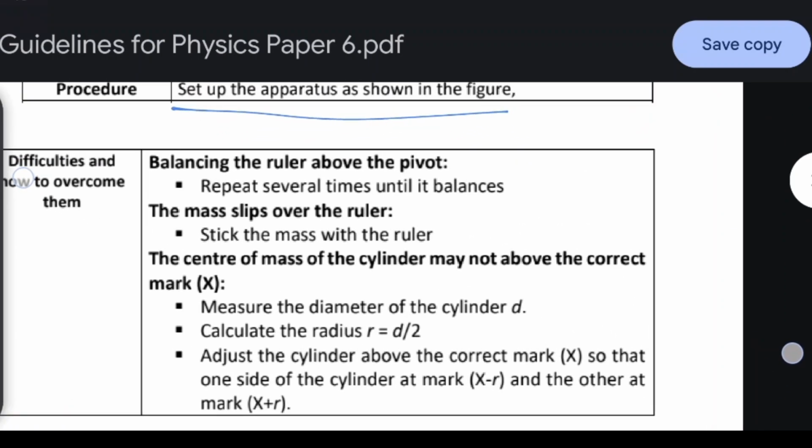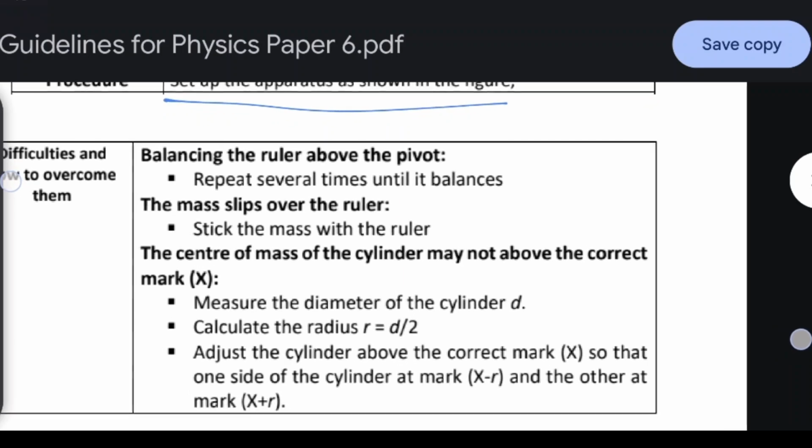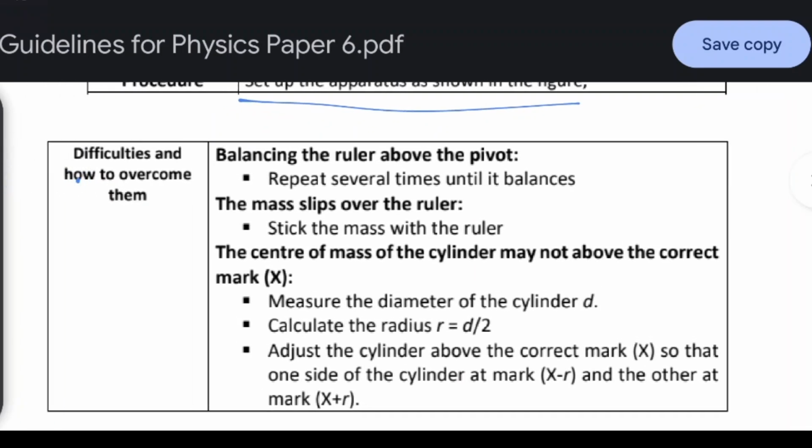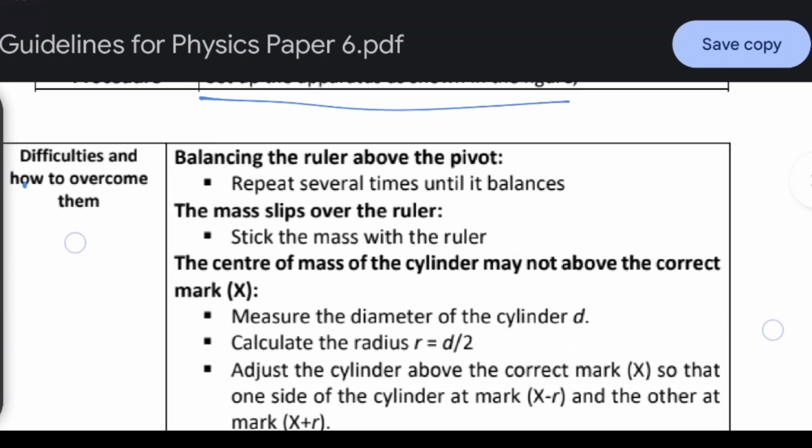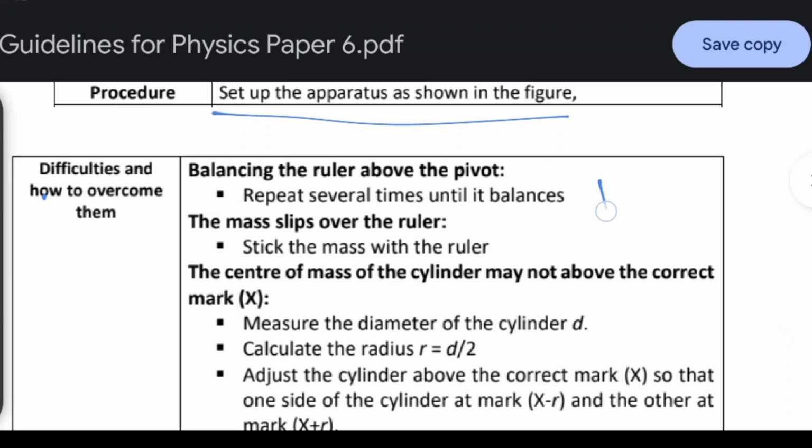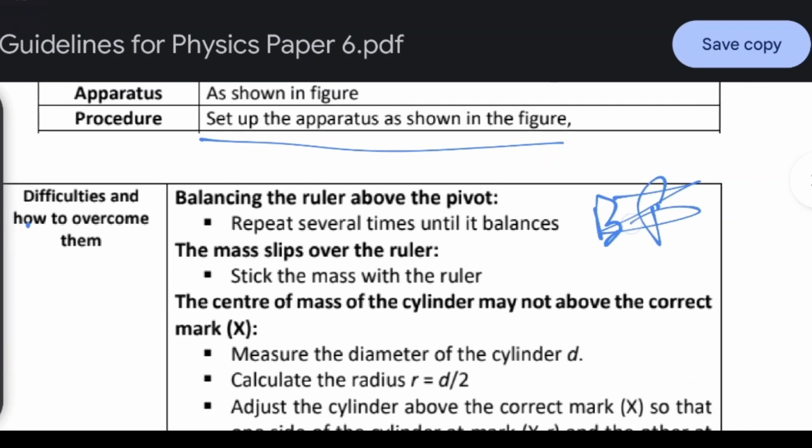What can be the difficulties? Balancing the ruler above the pivot. Basically, it's very difficult to balance the ruler above the pivot. So what you can do is repeat several times until it balances, and you can add here that check the balance point. Okay, check the balance point. Don't write BP. They'll think it's blood pressure. Okay, write balance point. All right.